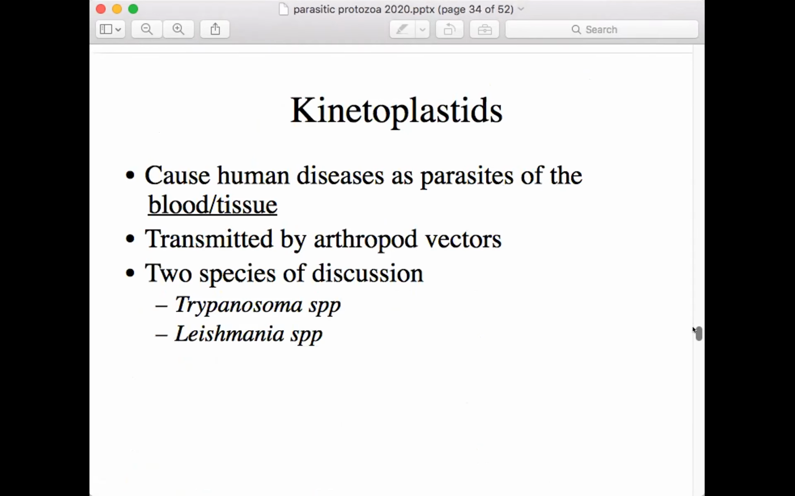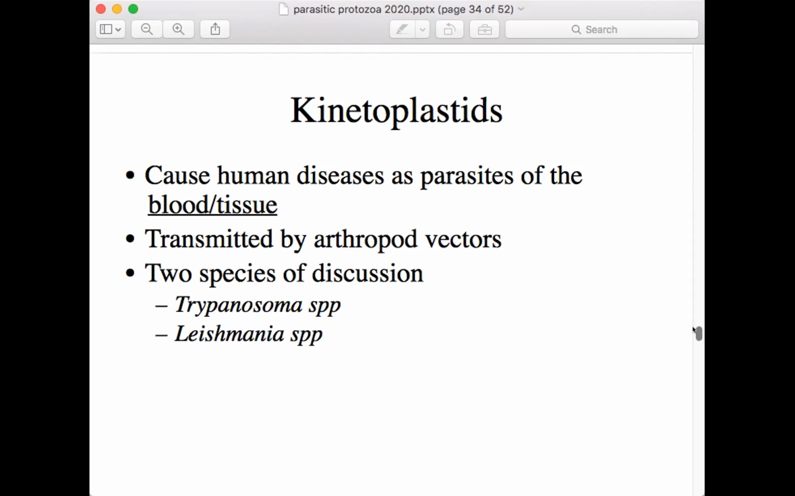All right, so we're saying here that these kinetoplastids are going to cause some very different diseases in humans, but they're mostly going to be blood and tissue type diseases, all right? And again, we're talking about those that are transmitted by arthropod vectors, right? So we're talking about being transmitted through the bite of a fly or a mosquito or tick or something of that sort, right? Arthropod vectors, all right?